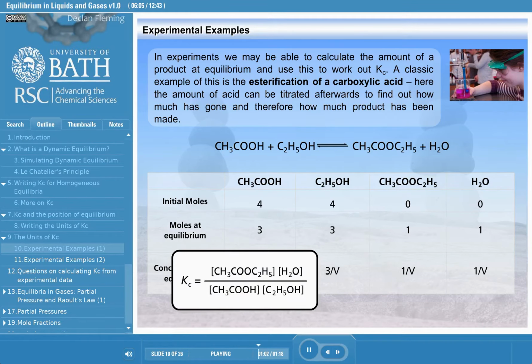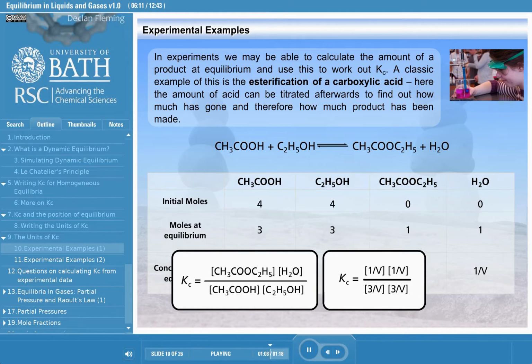This gives us concentrations as 1 over V each on the top and 3 over V each on the bottom. Because there are the same number of volumes on the top and on the bottom, they're going to cancel each other out. That leaves us with a Kc of 1 over 9. There are no units here.